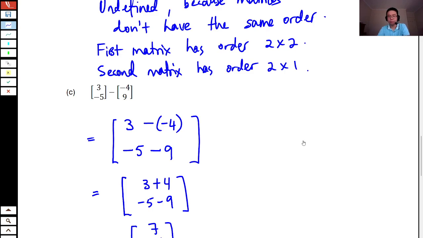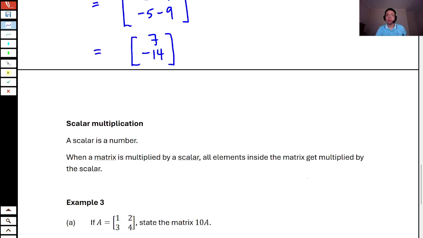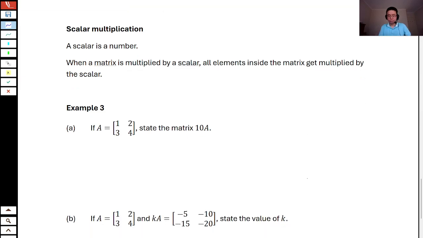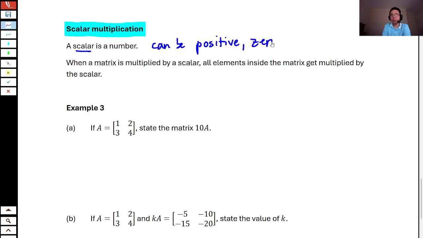Okay, very straightforward. All you need to do for addition and subtraction is to match the positions in the matrices and then do the addition and subtraction like you normally would. Okay, one more operation. Scalar multiplication. Now, the word scalar might not mean anything to you. For our purposes, you can just think of a scalar as a number. It can be positive, 0, or negative. There's no restriction on the number.